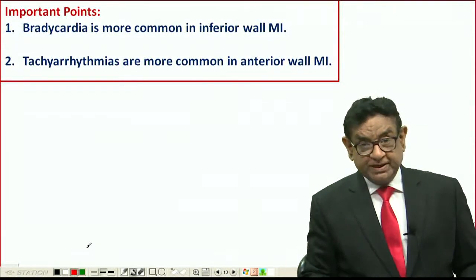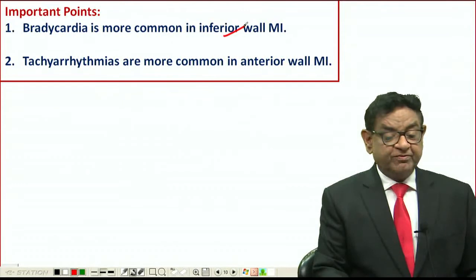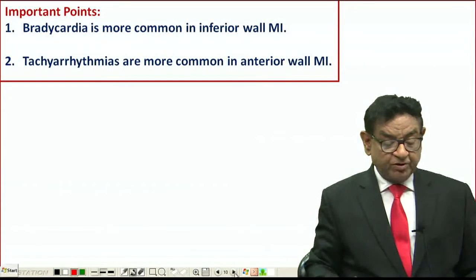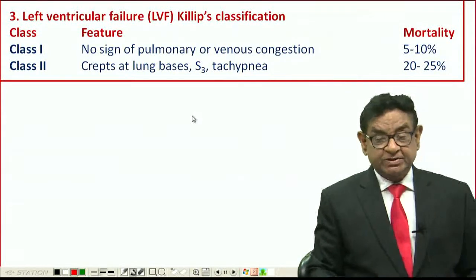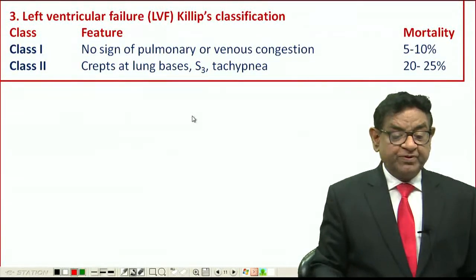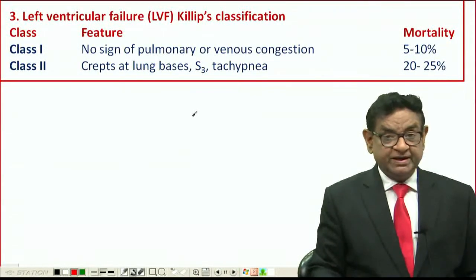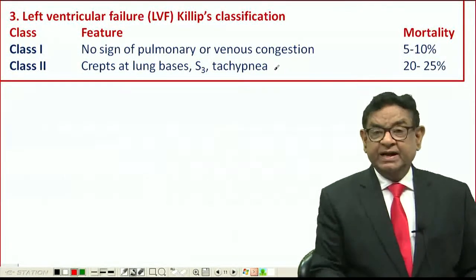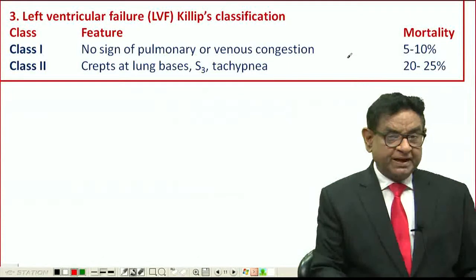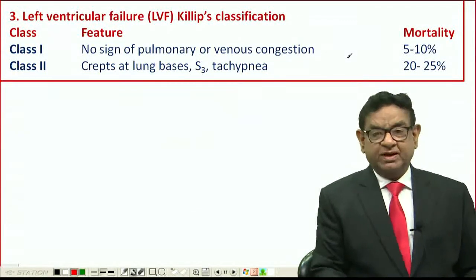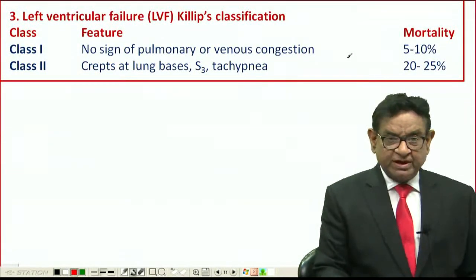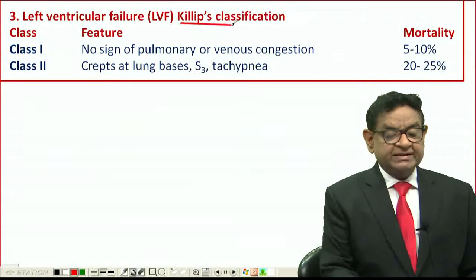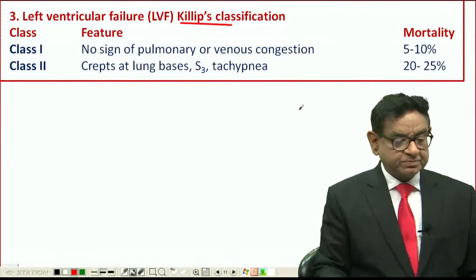Now, as I told you, bradycardia is very common after inferior wall MI, and tachyarrhythmias are more common after anterior wall MI. Now, the third complication is pump failure or left ventricle failure. In fact, it is the most dangerous complication. And in a case of acute MI, the outcome depends on the presence or absence of evidence of pump failure, and this we classify as Killip classification.